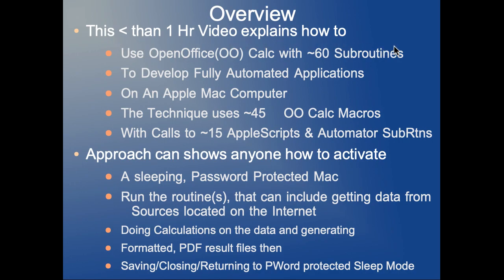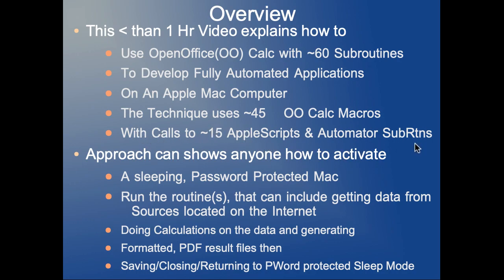So basically what I'm talking about is watching a less than 1 hour video that explains how to use OpenOffice and the spreadsheet version of OpenOffice called OpenOffice Calc, with about 60 macros or subroutines that I've developed to basically develop a fully automated application. On an Apple Macintosh, the technique uses 45 OpenOffice Calc macros with calls to 15 Apple scripts and automator subroutines.